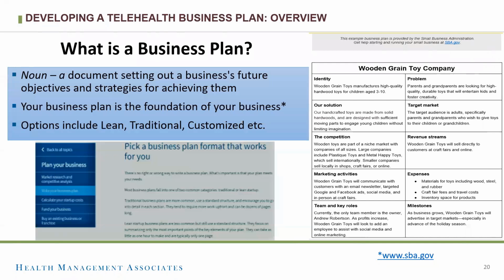The screenshot on the right is an example of a simple business plan by someone trying to start a toy company. The subtopics they included in this business plan are identity of the company, the problem at hand, the solution proposed by the company, the target market, information about their competition in this space, their revenue stream, what marketing activities they'll be doing, their expenses, the components of their team and key roles for the members, and the milestones.